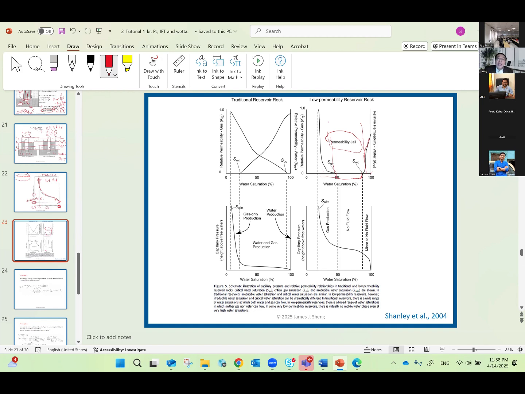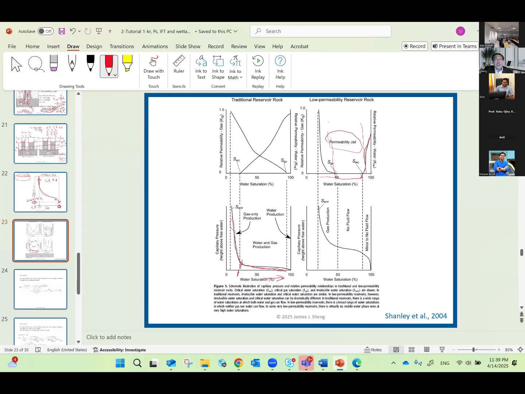Okay, so let's look at capillary pressure, mentioned earlier here. This is what the capillary pressure curve looks like for a conventional reservoir. At very small water saturation, capillary pressure starts to increase, but as the water saturation increases, going in this direction, the capillary pressure goes down. This is the conventional capillary pressure.